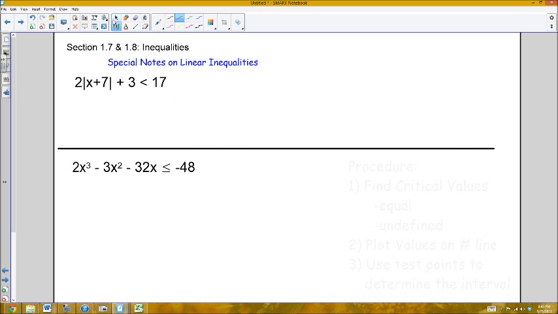We mentioned in class that linear inequalities have a special process for solving them. I solve it like an equation, and then we're going to have to consider what happens with the positive and negative values of the inequality. So let's take a look at this first linear inequality.